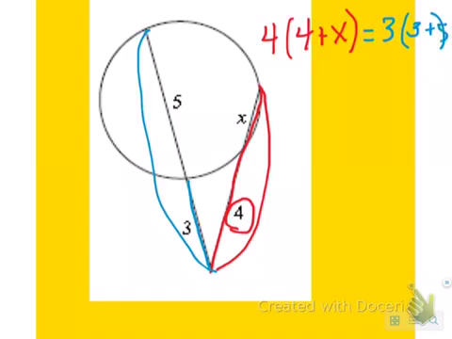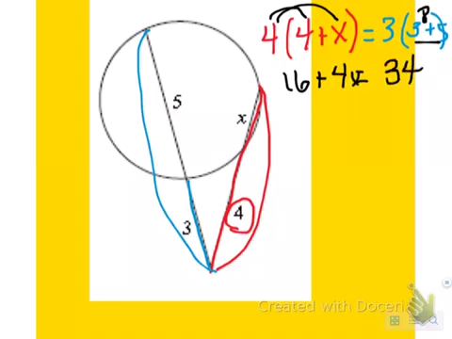So if I work this out, I'm going to distribute my 4. 4 times 4 is 16. 4 times x is 4x. And I will go ahead and say that's 8. 8 times 3 is 24.